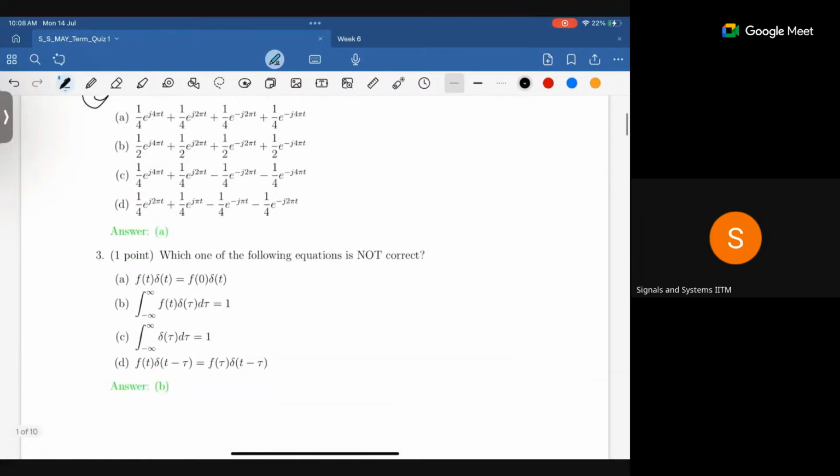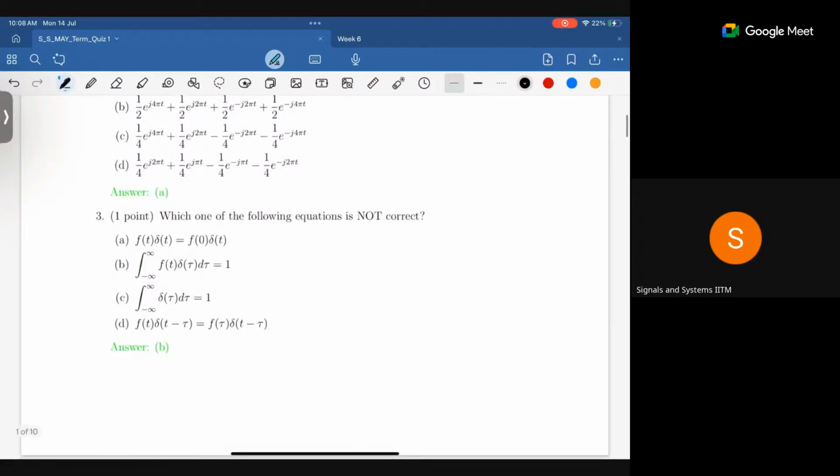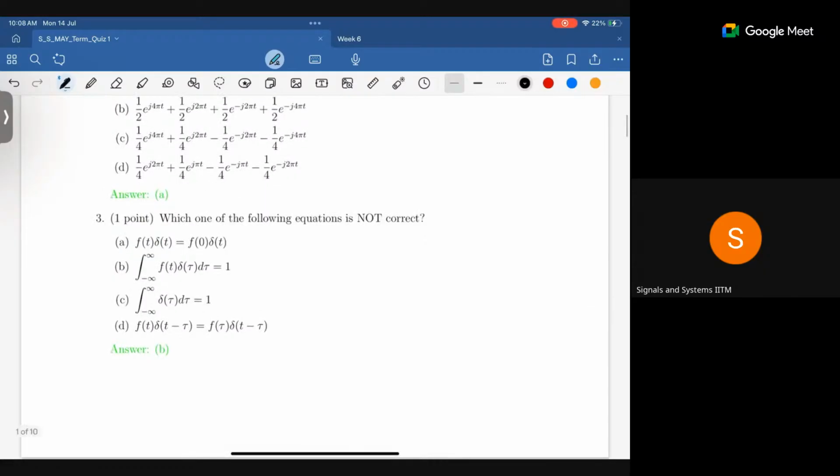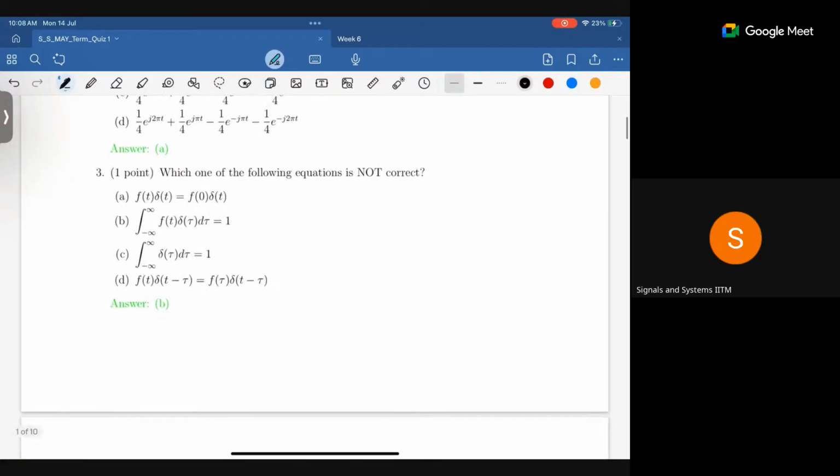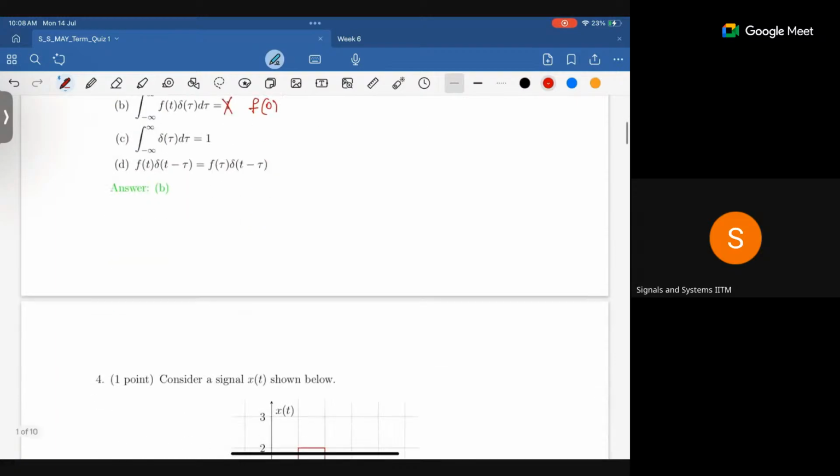This is fairly straightforward now if you know Dirac delta properties. I have emphasized this in the revision session also. So it is clear that option B is incorrect. It should be f of c. Right, it should not be 1, it should be f of c. Therefore, that is not correct.